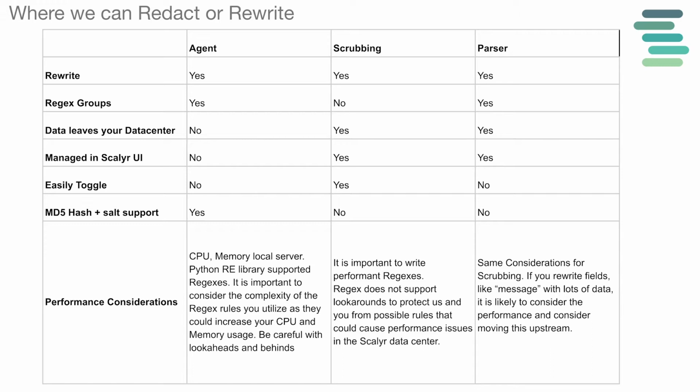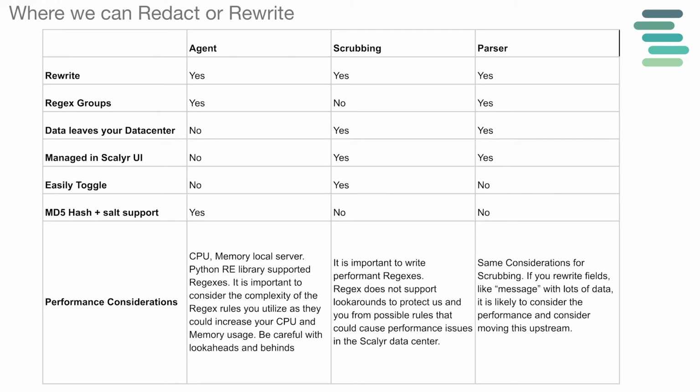In all three of them, we can rewrite data. Regular expression groups are not supported within scrubbing, but they are supported within the agent and the parser. In the agent, if you utilize the redaction rules, then the data is not going to leave your data center. So that's a big thing to consider. If you use scrubbing, there are some benefits as well. You can manage everything in the Scalyr UI, and it's a lot more centralized, whereas with the agent, you either need to use a configuration management tool, or you really have no way to centralize everything.